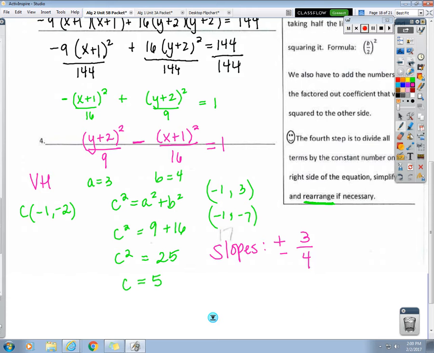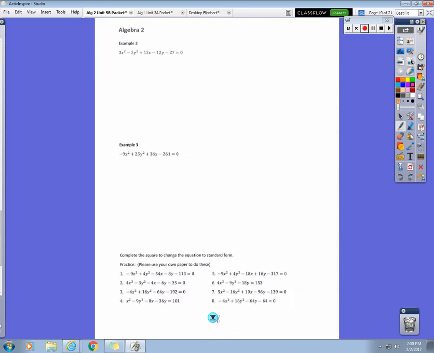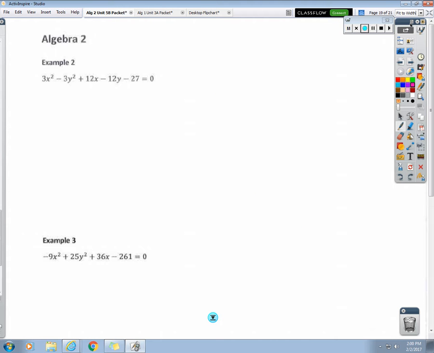Let's try another one. Okay. What do I do first? Group. So it'll be 3x squared plus 12x minus 3y squared minus 12y equals 27. Any questions on step 1? Okay.